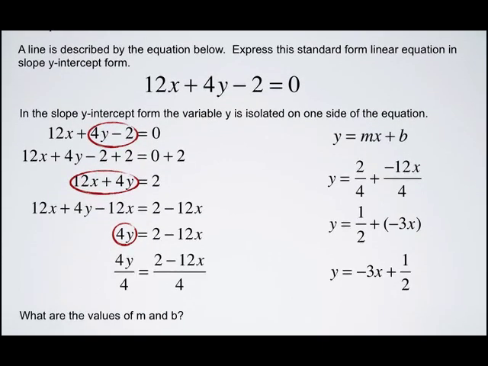What are the values of m and b? In this situation, m and b are negative 3 and positive 1/2. So m is negative 3 and b is positive 1/2. Therefore, the standard form of the linear equation 12x plus 4y minus 2 equals 0 is expressed in slope y-intercept form as y equals negative 3x plus 1/2.